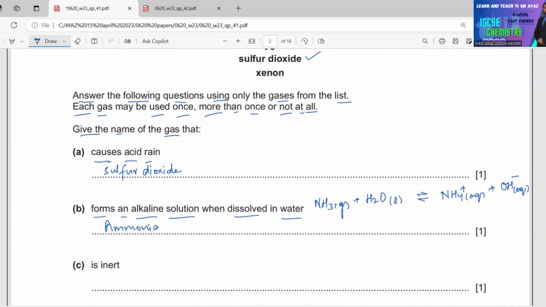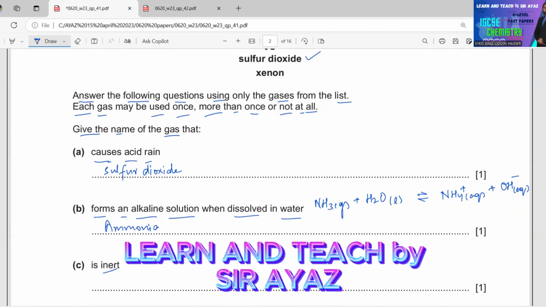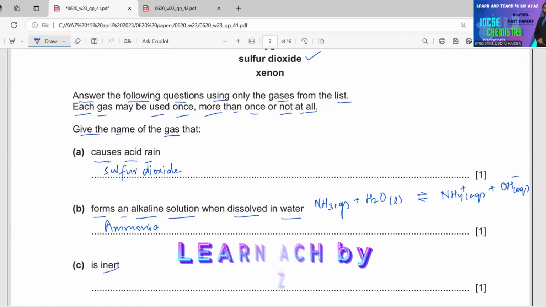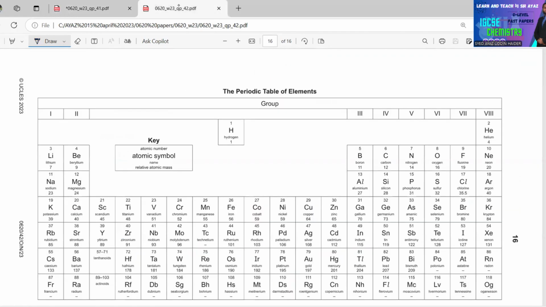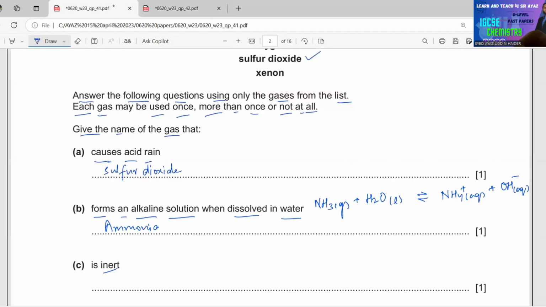Part C is inert. It's very easy. Xenon is in group 8. You will see group 8 elements, we have group 8 here. Here's xenon. It's one of the inert gases. So definitely you will write xenon here.